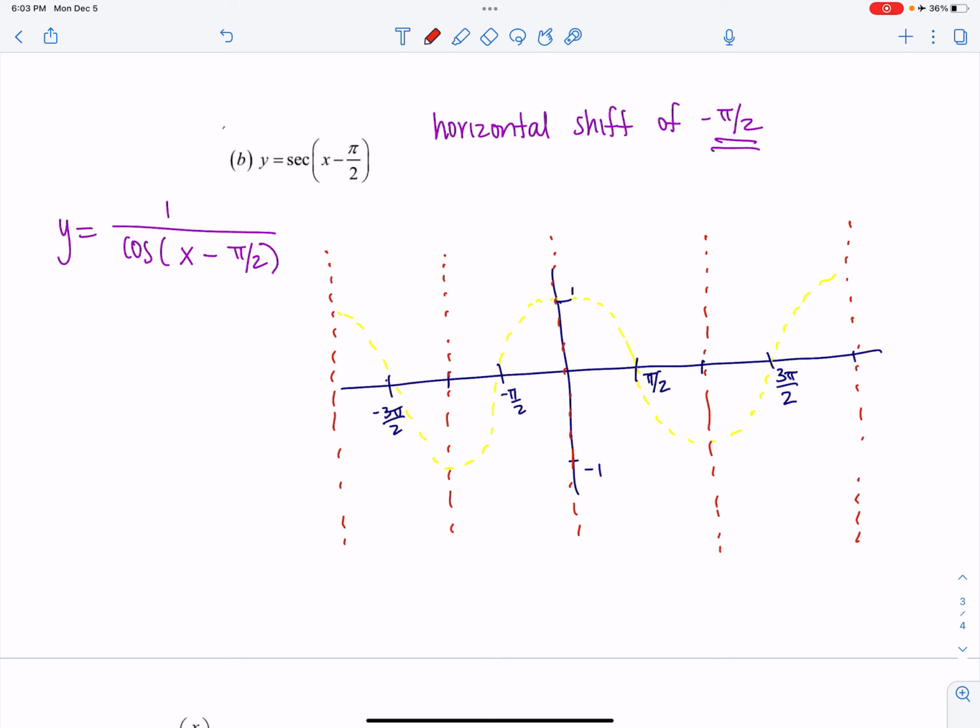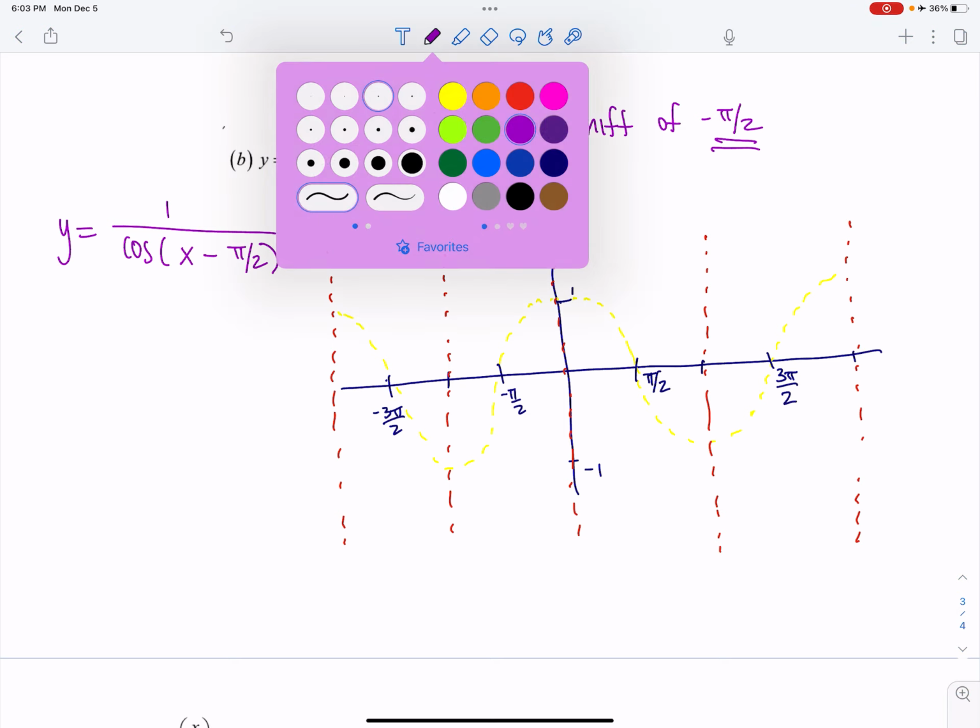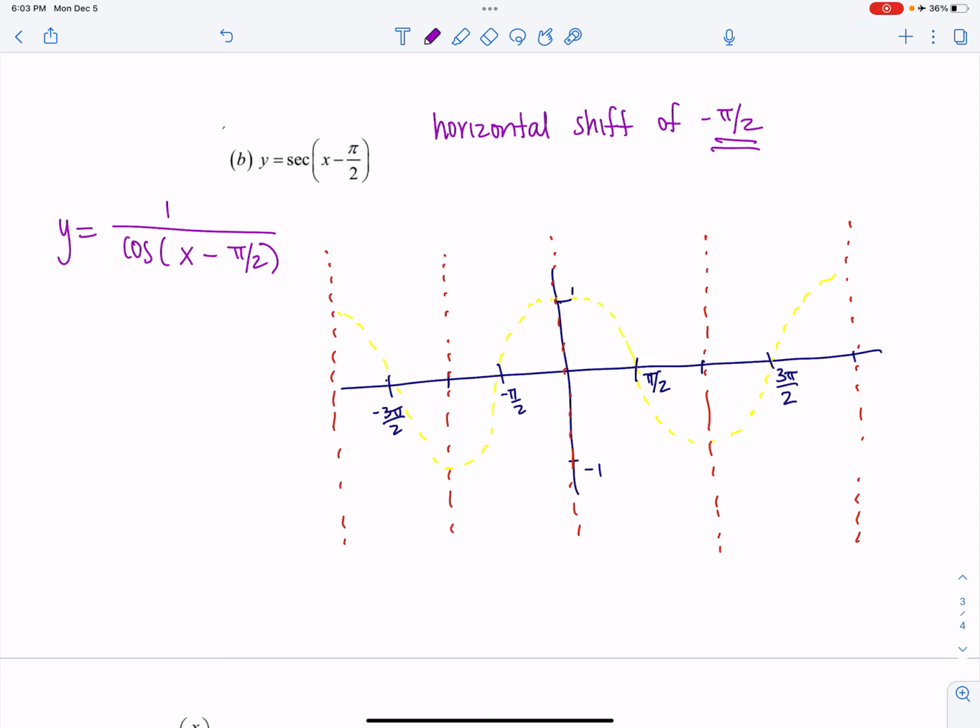And now that we have our asymptotes in, we can put in our graph. So normally I would put this one here because of the guide of the cosine graph, but it is shifted pi over 2, so it's going to go here. And this one's going to go here. This one's going to go here. And this one's going to go here. And now we have our secant graph.